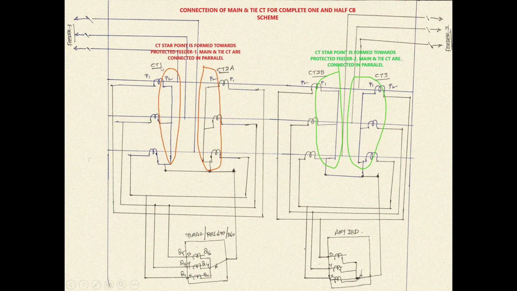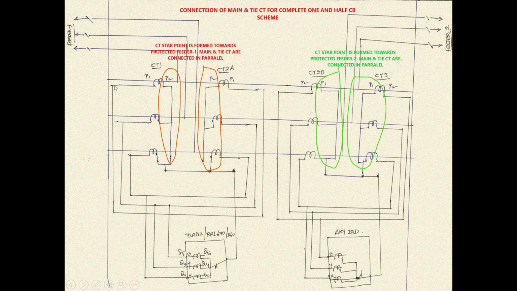Now for this CT1, since its P2 side is towards the feeder, that's why the star point is formed on the P2 side. Similarly, for CT2A, that means the core A of tie CT, a star point is formed towards P2 side. Now comes the main thing, which is the connection. So how do we connect these CTs?